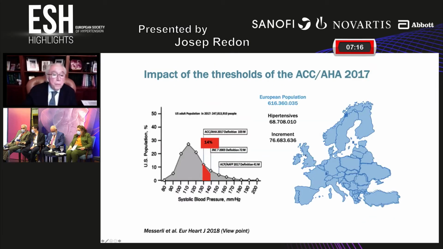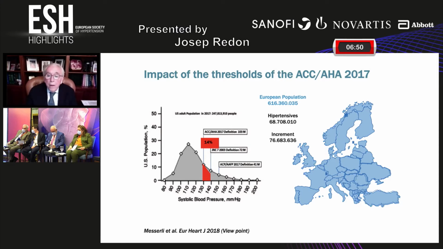Then in this case, we have a controversy, and what is the impact of this controversy? For example, in Europe, if we consider the thresholds to define hypertension as 130/80, we can increase approximately 14% of hypertensives in Europe. In other words, we will pass from approximately 68 million hypertensives in Europe to 76 million from one day to the other.